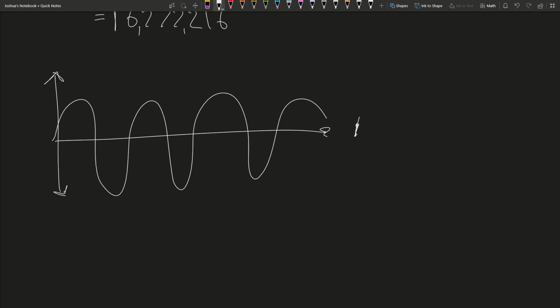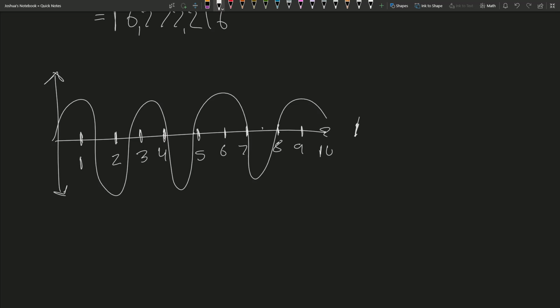And let's say we're sampling at a rate of 10 samples per second. So what we do is cut this into 10 parts: 1, 2, 3, 4, 5, 6, 7, 8, 9, 10.